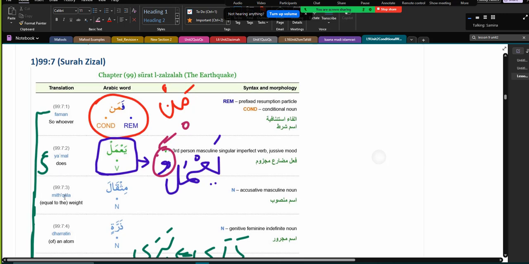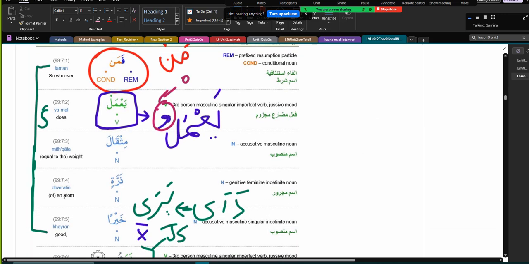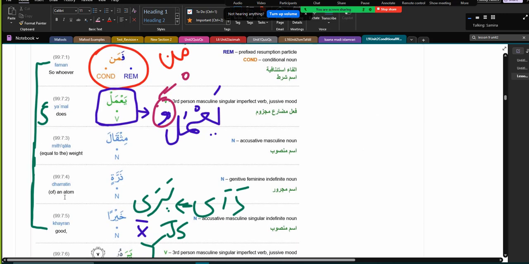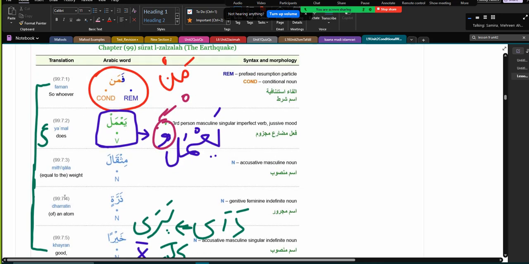And we took the examples from Surah Zilzal. We have فَمَنْ يَعْمَلْ مِثْقَالَ ذَرَّةٍ خَيْرًا يَرَى. Right? So which is the conditional article here? Man is a conditional article. And what type of conditional article is this? Is this jazim or ghairu jazim?